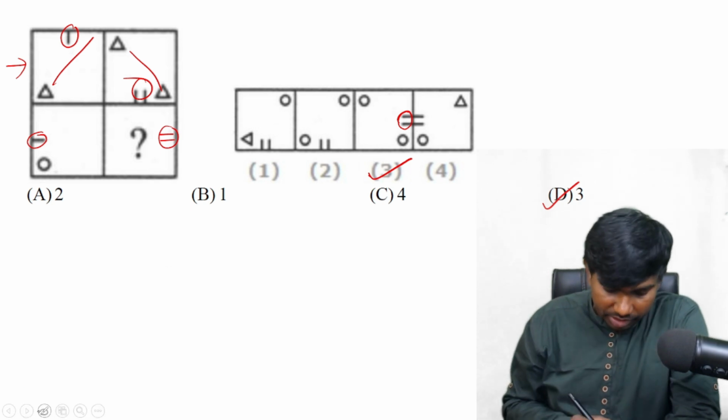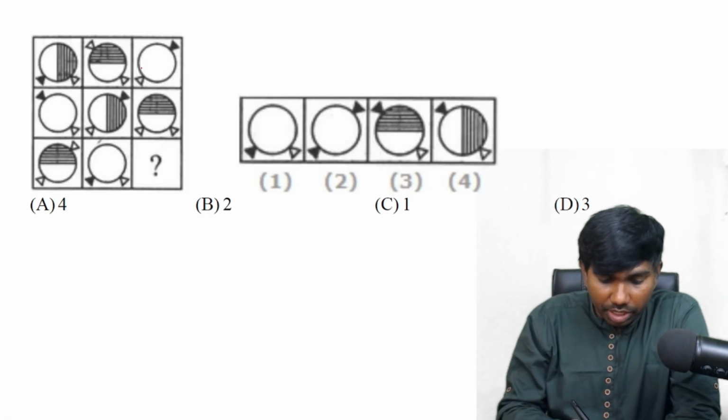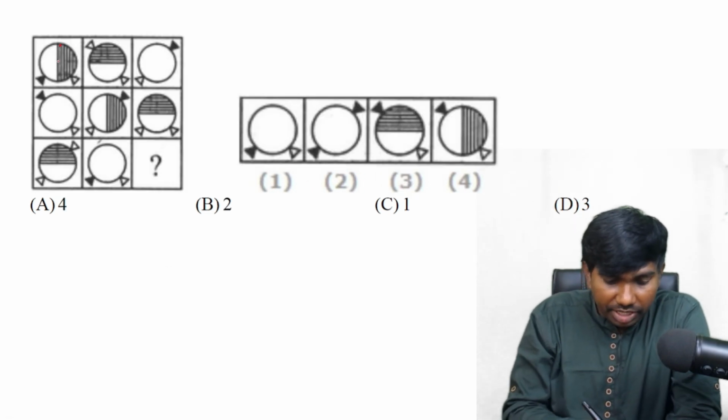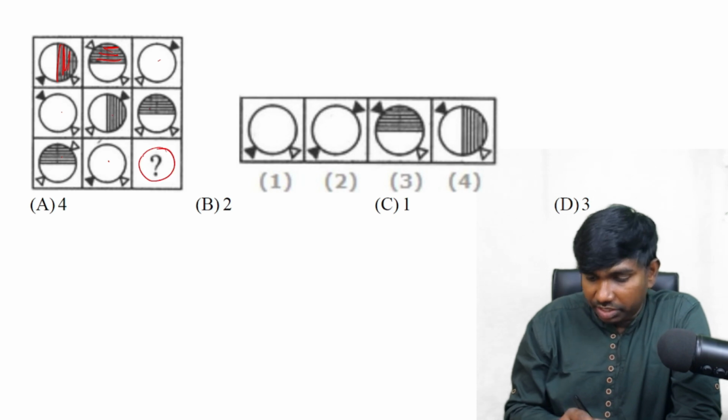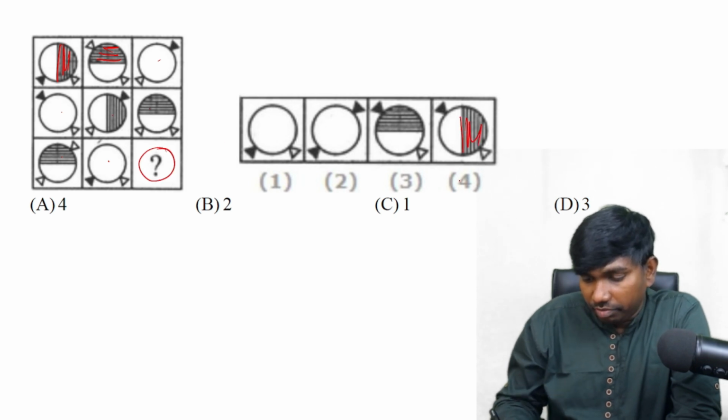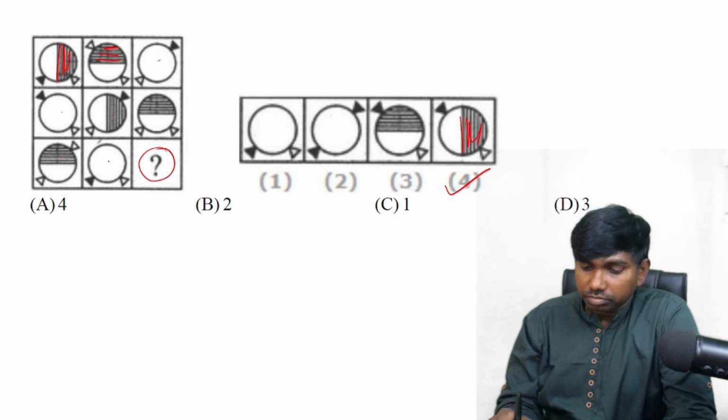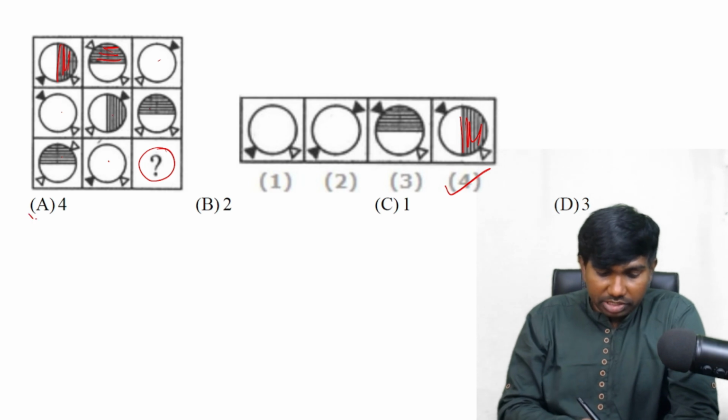Okay, next. Vertical shading, horizontal shading, plane, vertical, horizontal, plane, so there must be vertical shading. A vertical shading figure is there in only one figure, that is figure 4. Figure 4 means option A.